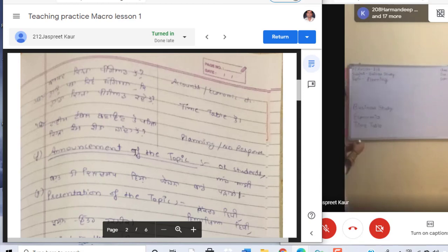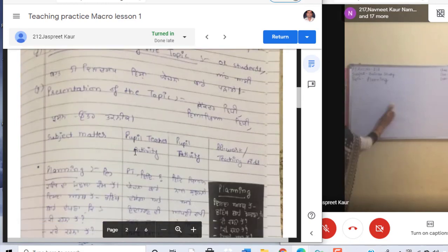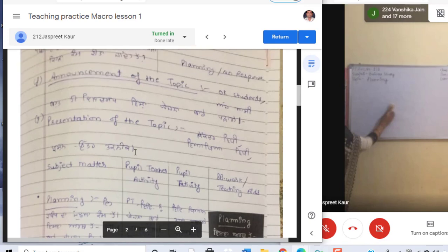Students, open your notebook and write down what is planning. What is planning?